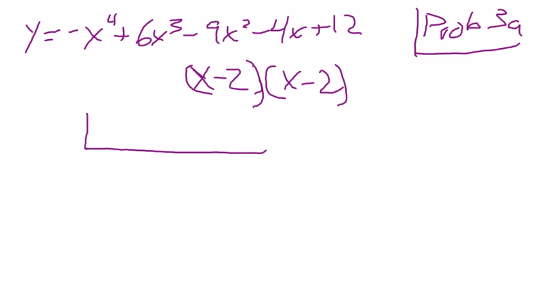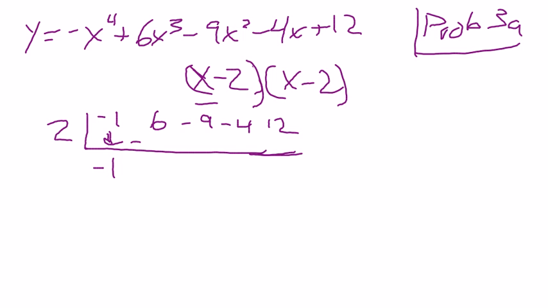So again, for synthetic division, you take your zero, so 2 in this case, and then you go ahead and write in the coefficients on your x terms. So negative 1, positive 6, negative 9, negative 4, and positive 12. So first step, drop that negative 1 down.